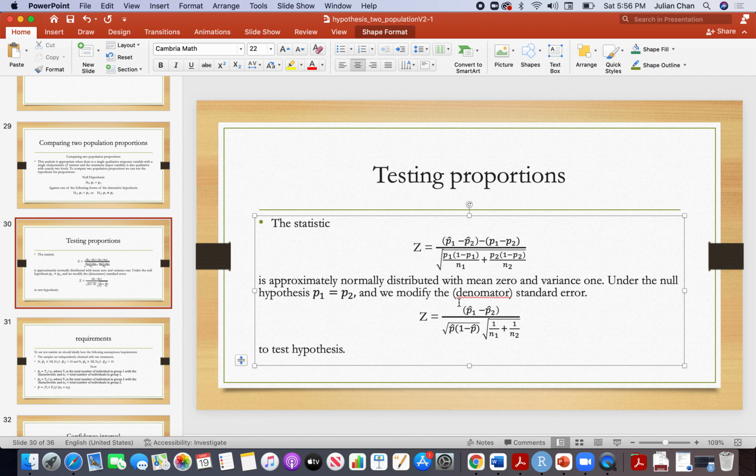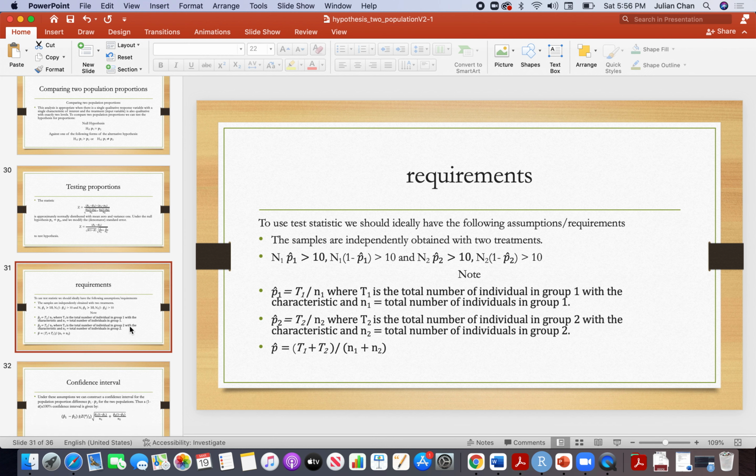Okay. So this is our simplified t-statistic under the null hypothesis. Now, we can run this test so long as we meet certain requirements, and even if these requirements aren't met, the test is relatively robust, so typically it's okay, but under an ideal situation, we should have these assumptions or requirements. Okay, so the sample should be independent with 2 levels of treatment.